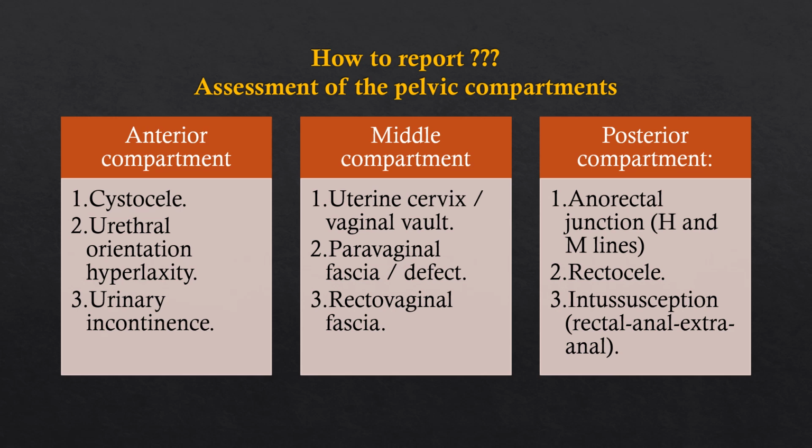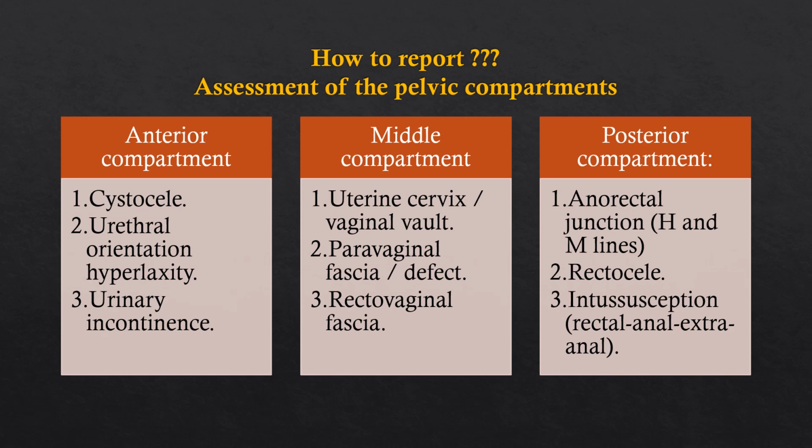Starting with the anterior compartment, you should check if there is any possibility of cystocele, urethral hypermobility or hyperlaxity, and urinary incontinence. In the middle compartment, the uterine cervix and vaginal vault. We use the vaginal vault in case of hysterectomy; otherwise, the uterine cervix is our landmark. Also, we should comment on any defect in the paravaginal fascia, and also the rectovaginal fascia.